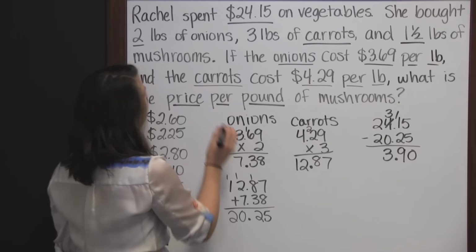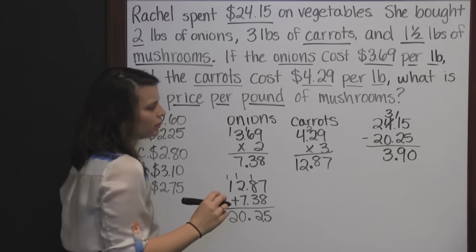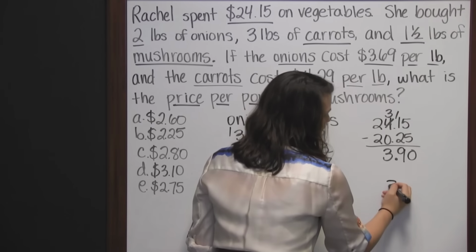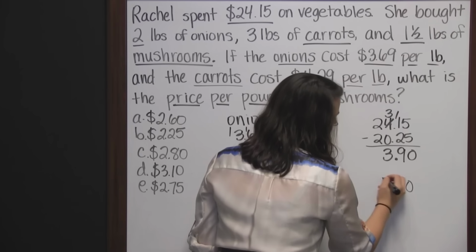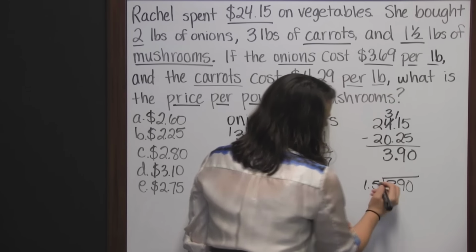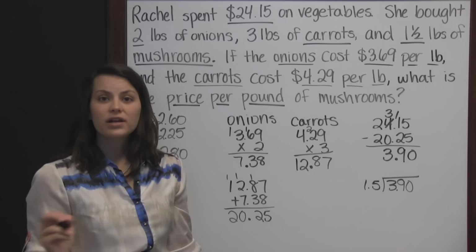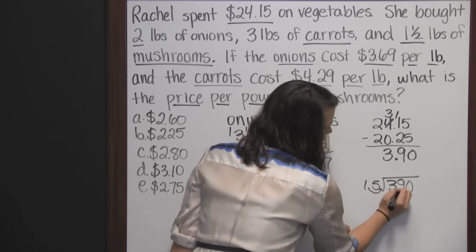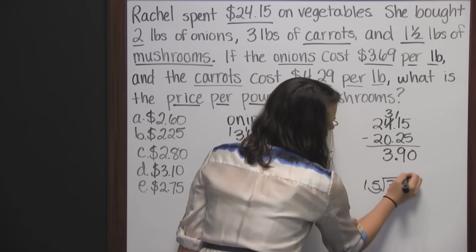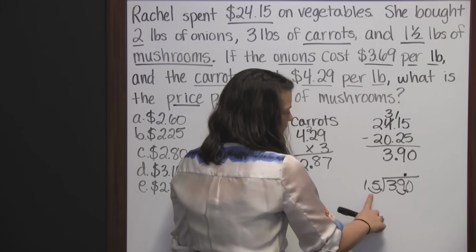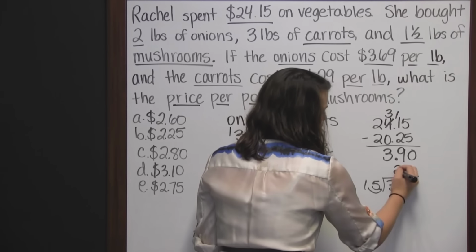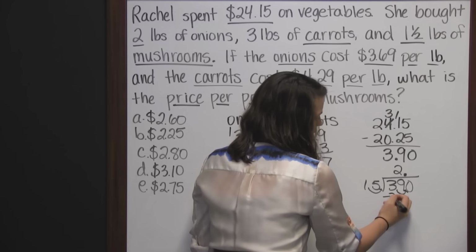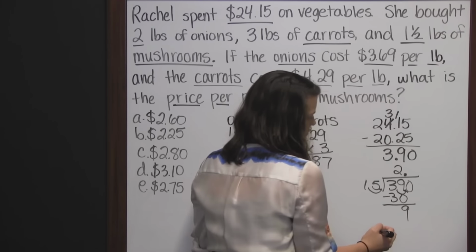She bought 1.5 pounds of mushrooms. So we need to take the total amount spent on mushrooms and divide that by how many pounds of mushrooms she purchased, which was 1.5 or 1 5/10. Now we need to move the decimal 1 place in both of our numbers, so that's where it is now. And 15 goes into 39 2 times. 15 times 2 is 30. Subtract and you get 9.